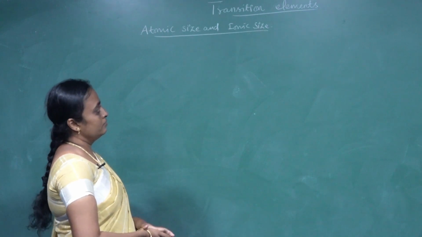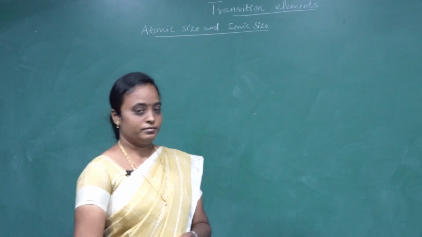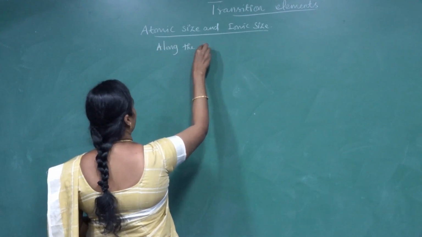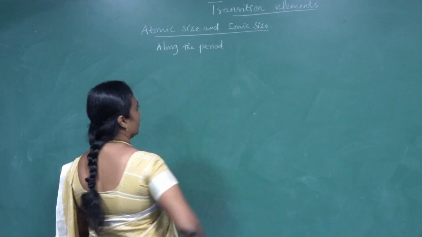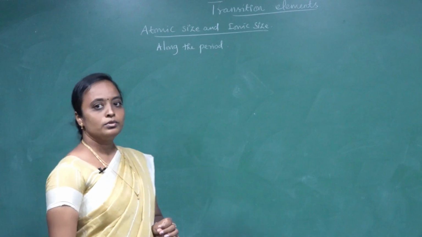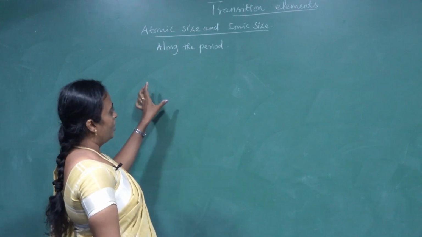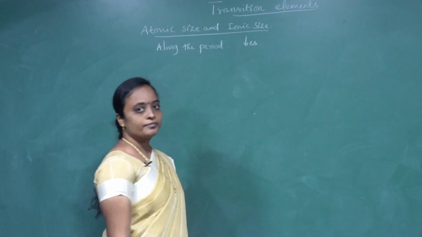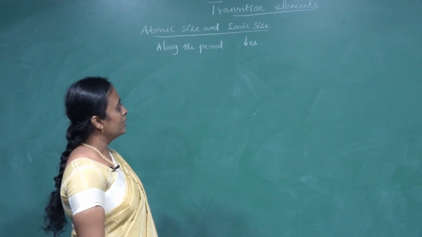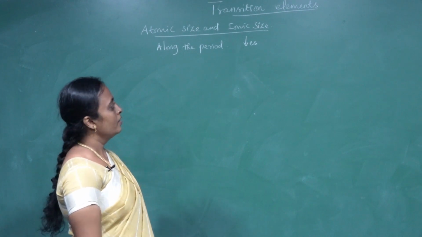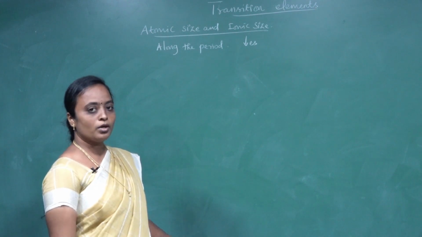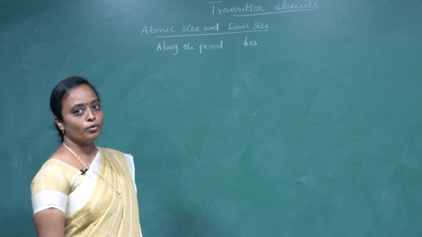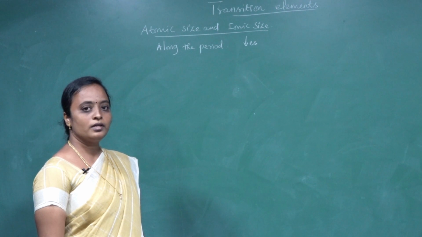So generally when we move along the period, what happens to the atomic radii? We know that along the period the atomic radii decrease. And when we move down the group, the atomic radii increase. So today we are going to discuss the atomic radii of transition elements.